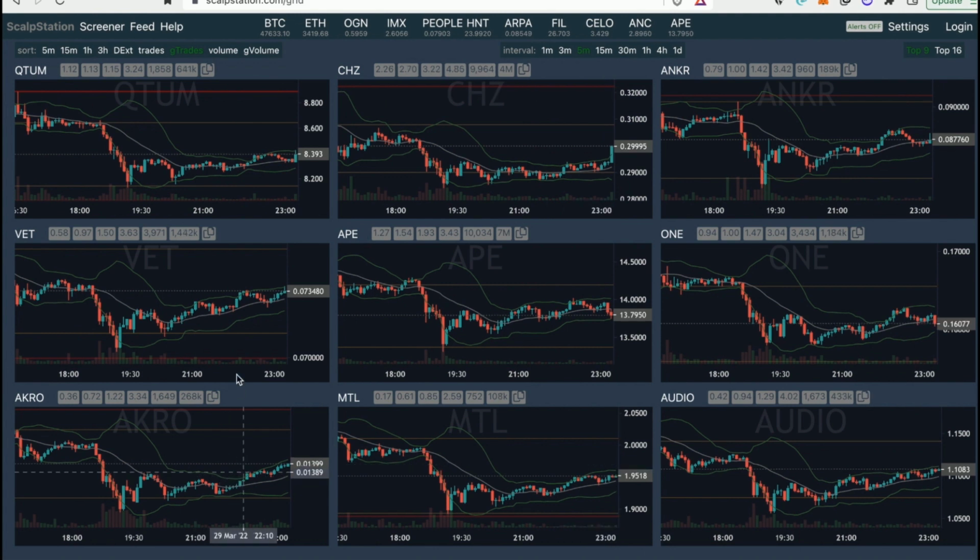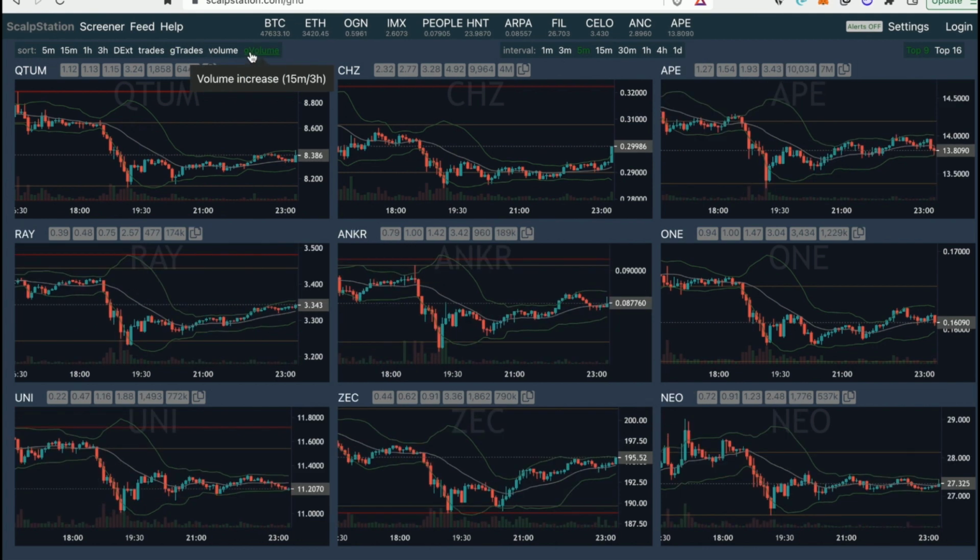Volume is a volume of futures contracts in last 15 minutes in USDT. It allows you to understand where the money is right now. And the last one is G-Volume. Increase in volume in last 15 minutes compared to 3 hours earlier. Allows you to assess the growth in volume and understand where traders are moving to.